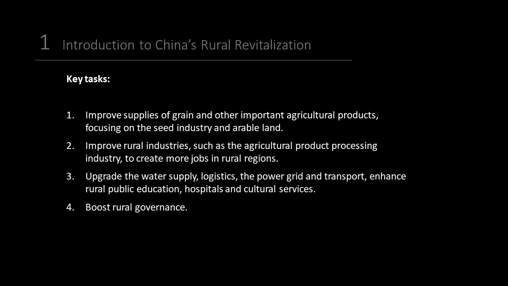To achieve the goals, the Ministry of Agriculture and Rural Affairs had vowed to focus on 4 key tasks. Firstly, the country will improve its supplies of grain and other important agricultural products, mainly focusing on the seed industry and arable land. Second, the rural industries will be improved, such as the agricultural products processing industry, to create more jobs in rural regions. Third, water supply, logistics, the power grid and transport infrastructure will be upgraded, and rural public education, hospitals, and cultural services will be enhanced. And finally, the fourth task is boosting rural governance.